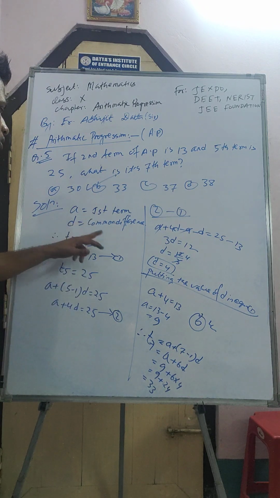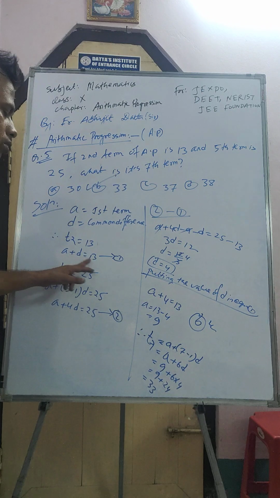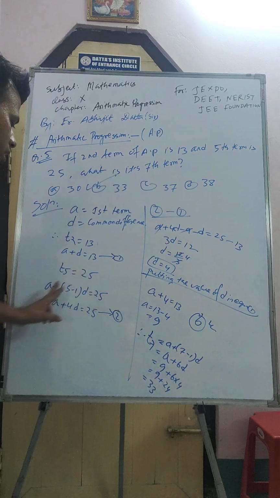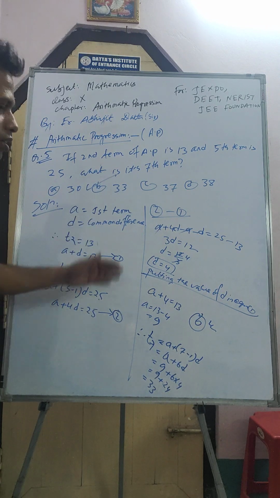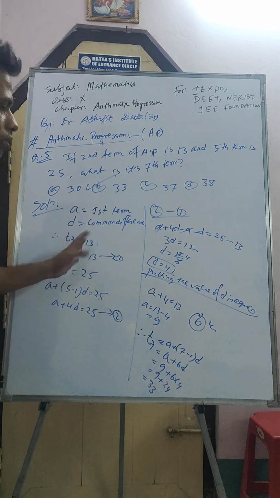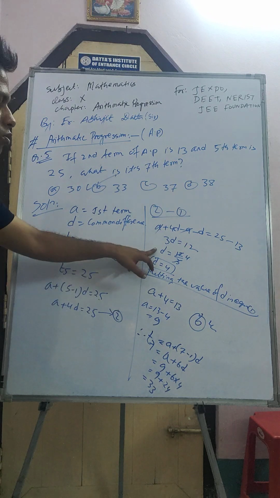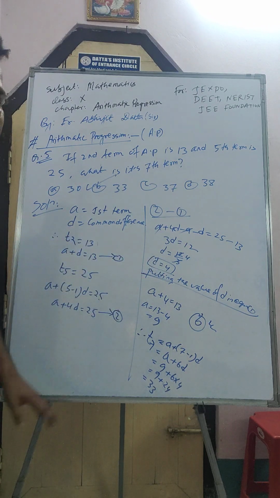A is the first term, D is the common difference. T2 equals 13, that is A plus D equals 13. T5 equals 25, so A plus (5 minus 1) D equals 25, that is A plus 4D equals 25. Now I am subtracting equation 2 minus 1. From that we find D is 12 by 3, that is 4.